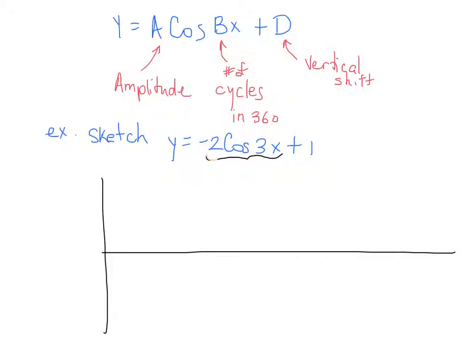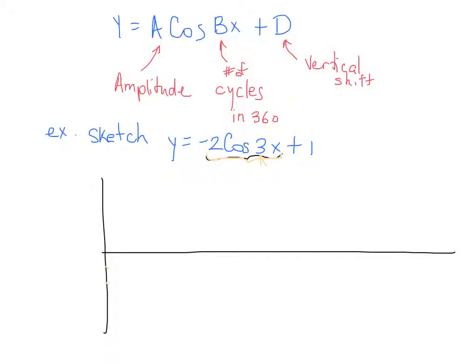So actually, there we go. That's what I'm going to do. I'm going to draw that section first, and then I'm going to shift it up 1. All right, so it starts at the amplitude. So in this case, it's actually starting at -2. And it's upside down. So whenever there is a negative amplitude, it's going to be upside down. So we have an upside down graph here.